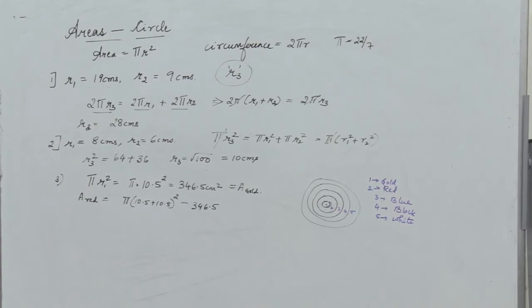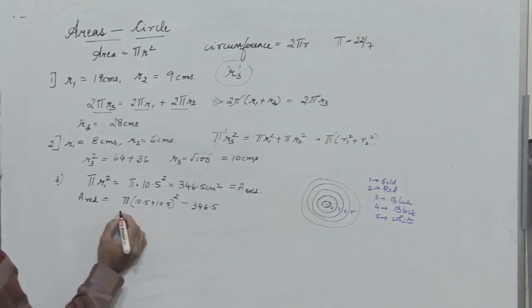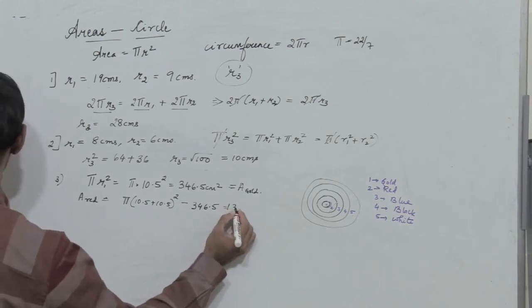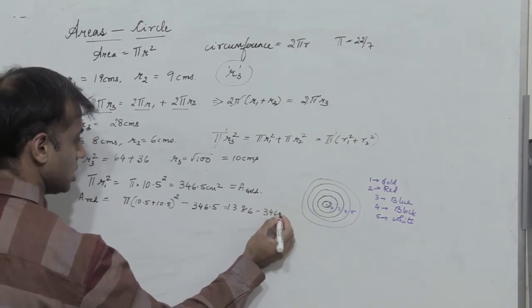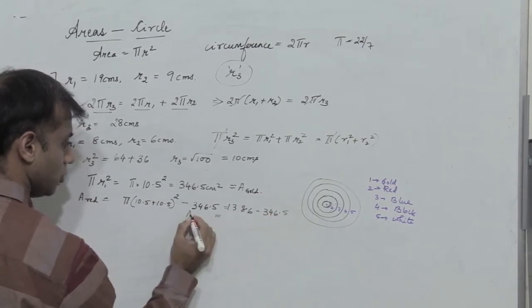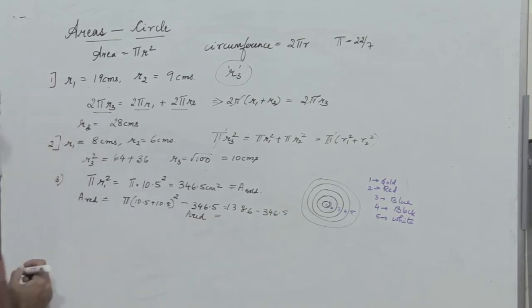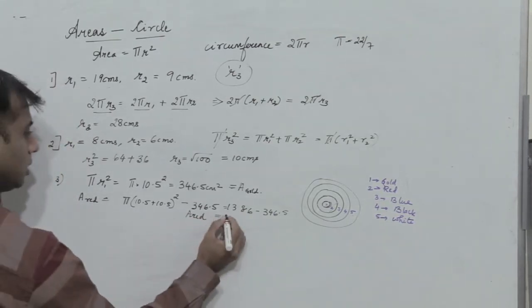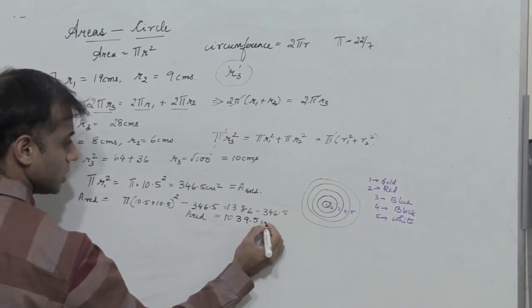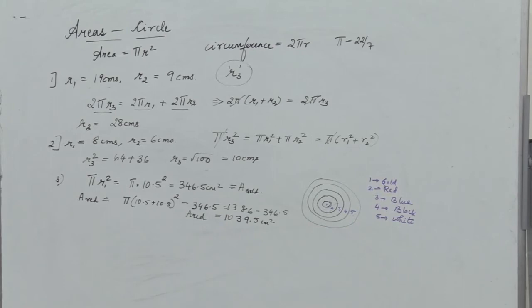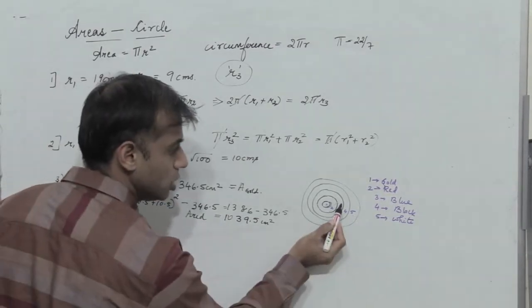Right? So therefore, we have the area of the red region, which can be given as, so this, if we calculate, we get this as 1386 minus 346.5. So the area of the red region is 1039.5 centimeters square.